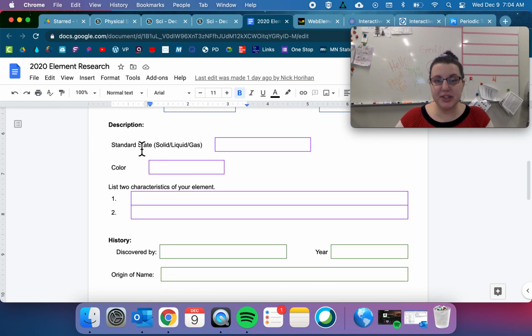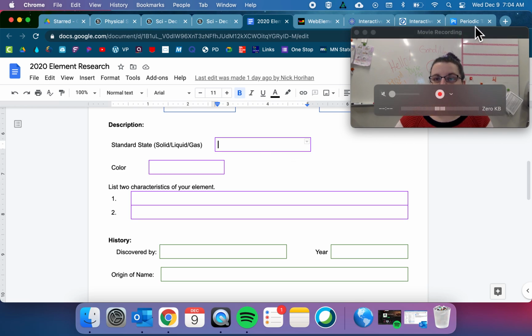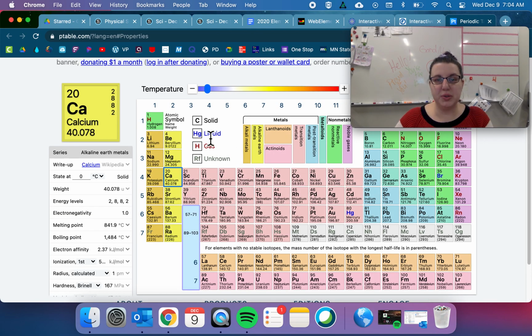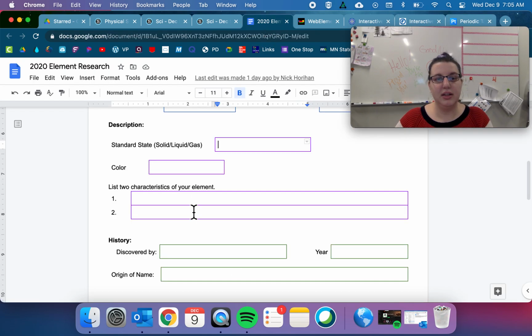And so standard state, remember that is solid, liquid, gas. So like on this one, it tells you which ones are solid, liquids, and gas. Color, some of your elements might have more than one color or it might be colorless. So look at pictures of it, Google it, see what color it is.